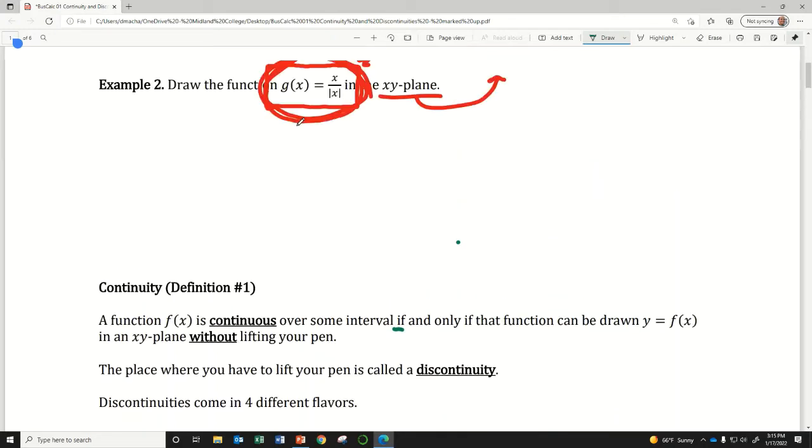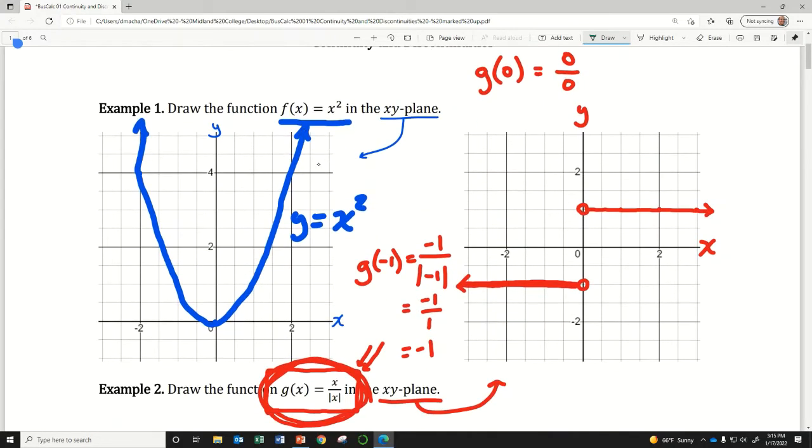So let's ask, is my first example continuous? Well, yeah, you could actually draw this parabola without ever lifting your pen, right?